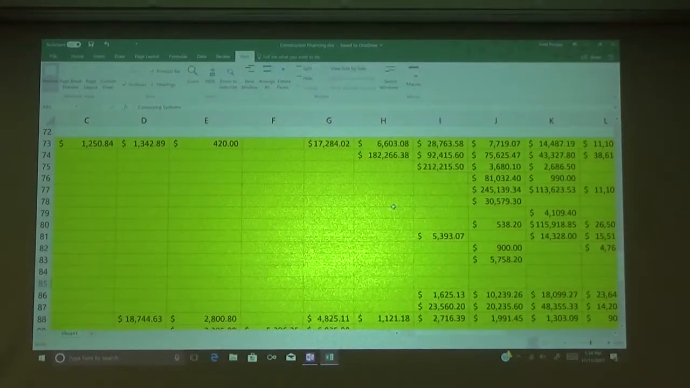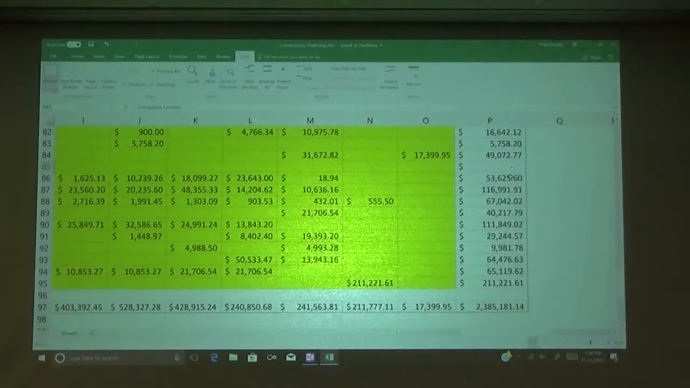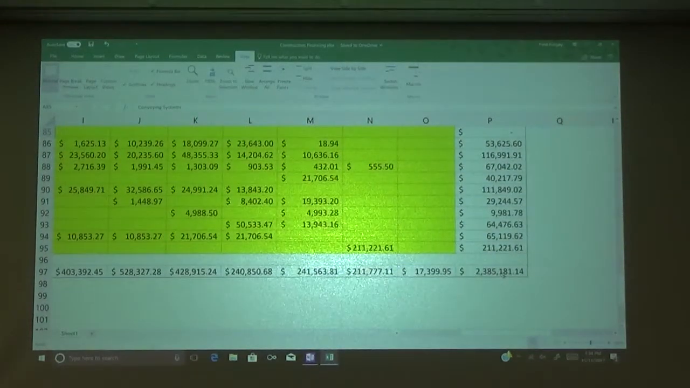So once again, scrolling across, you can see month by month what the expenses are for the construction piece of it. You can see by category what the expense was. You can also see by month what the expense was by category as well as overall. Any questions on it? It's fairly straightforward.